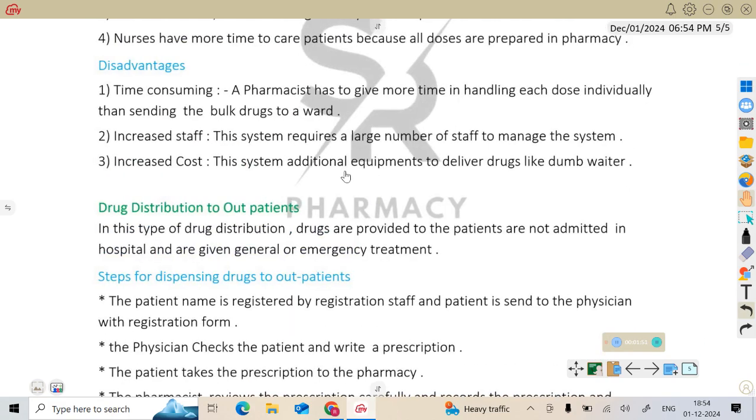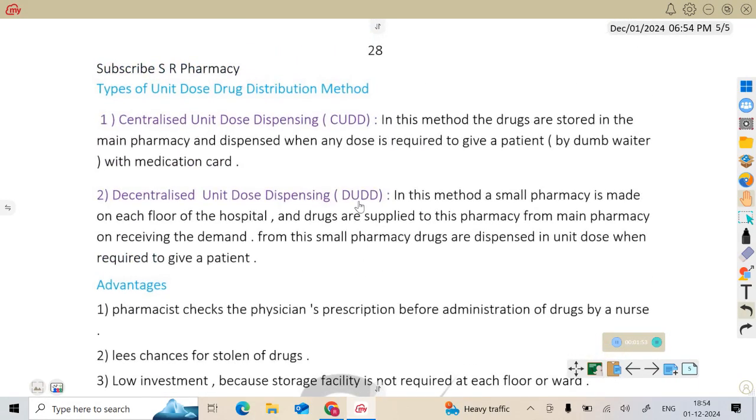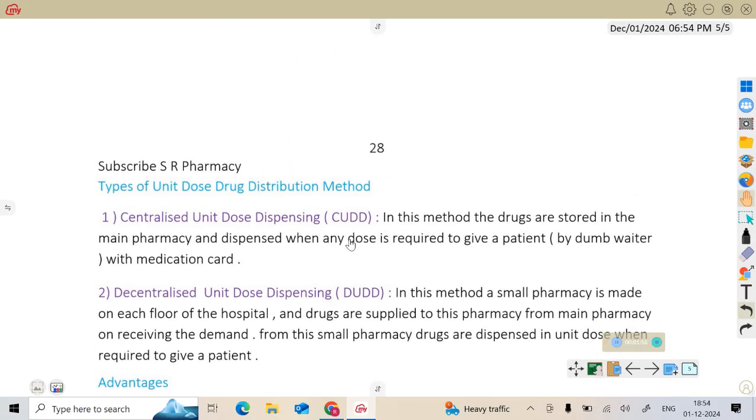So this is the unit dose drug dispensing method for a pharmacist.